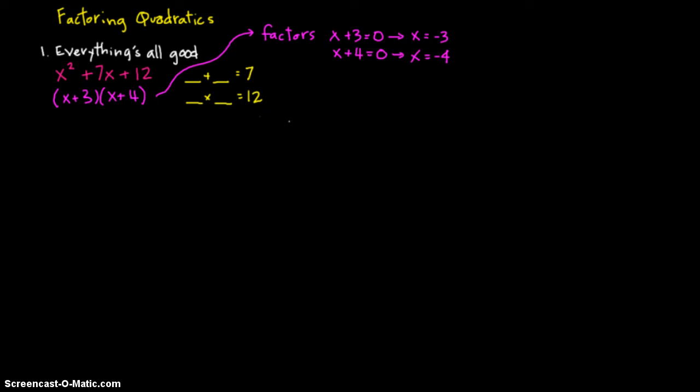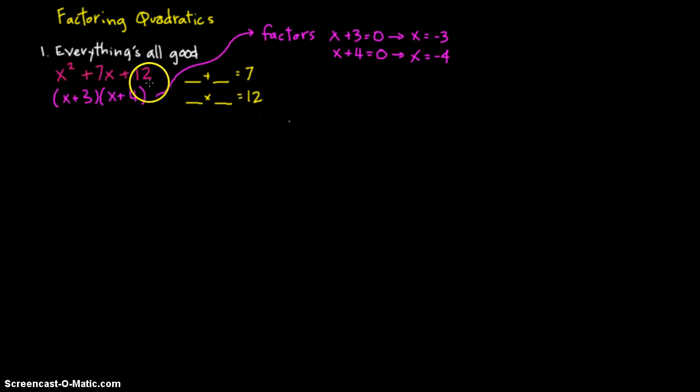We're going to start out right away with number one. Number one is everything's all good. Everything's all good is where you have an x squared plus 7x plus 12. This kind of thing is wonderful. What you have is no a value, or rather an a value of 1, because I don't see anything in front of that x squared.